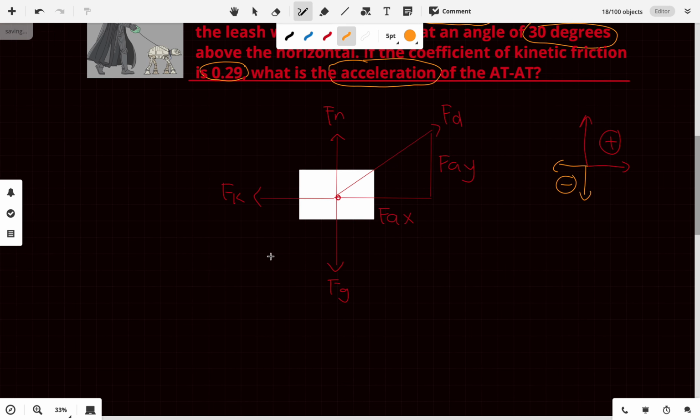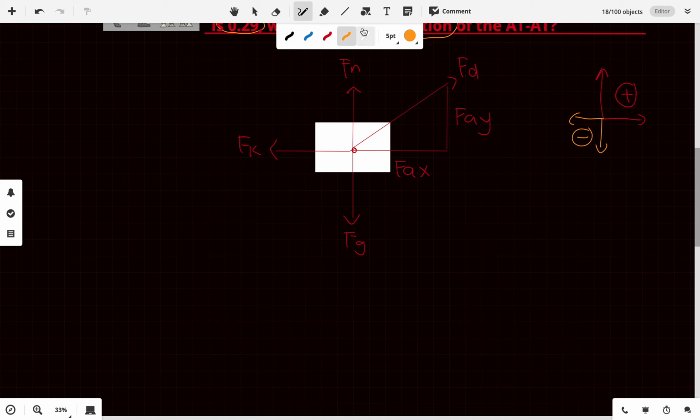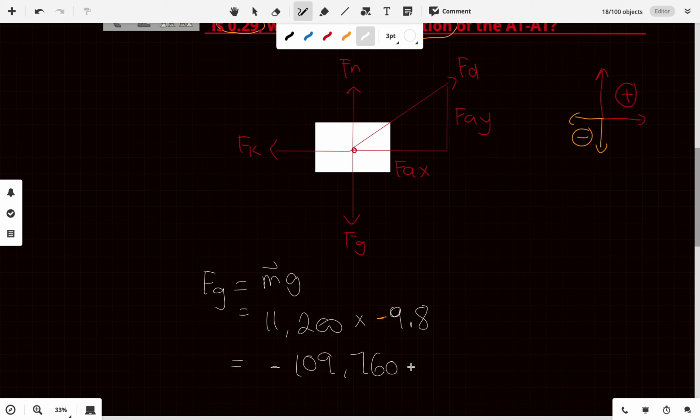Okay, so let's begin. I'm going to solve for the first force, Fg. Fg is given by mg. We know that the mass is 11,200, so I'm going to multiply 11,200 by the acceleration due to gravity, which is 9.8. According to our convention, gravity is pointing down, so it's going to be negative. When you multiply those two, we get minus 109,760 newtons. So this is our force of gravity.